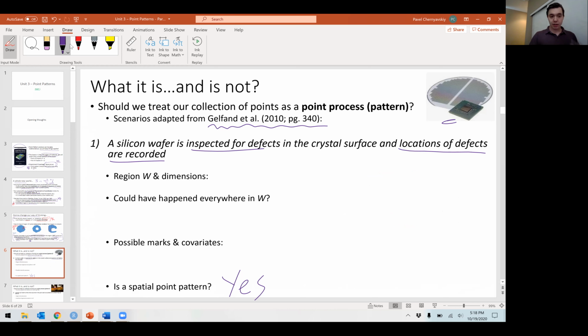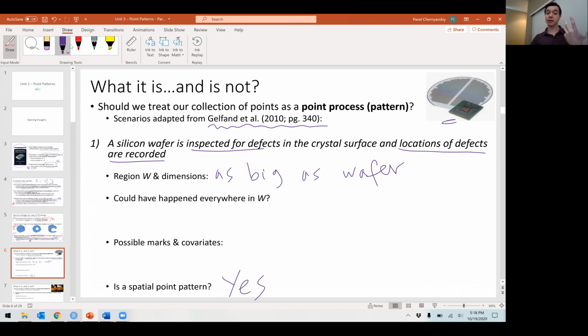So the region, your observation region and dimensions, well, it's as big as the silicon wafer. As big as the wafer. And of course, if the wafers are of different sizes, you have to account for that. Could our events have happened everywhere? Remember, that's an assumption. They could have happened everywhere, but maybe the environmental conditions, thinking back to the fish, pushed the events in a particular location.